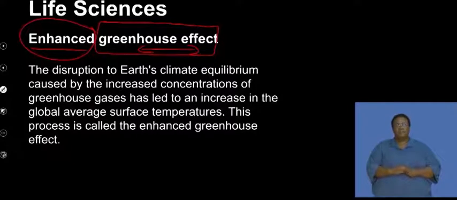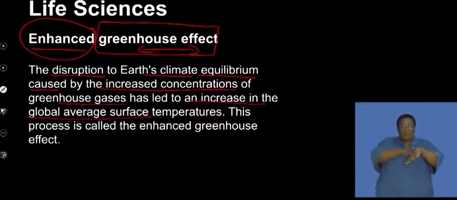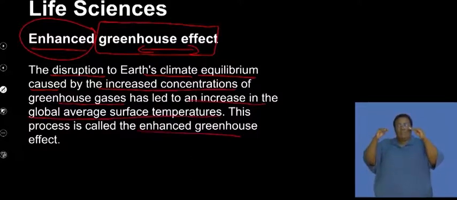So the disruption of Earth's climate equilibrium, which is the balance that we talk about, is caused by an increased concentration of the greenhouse gases. And this has led to an increase in the global average surface temperatures. This process is called the enhanced greenhouse effect. Now let's try and understand what these statements mean.